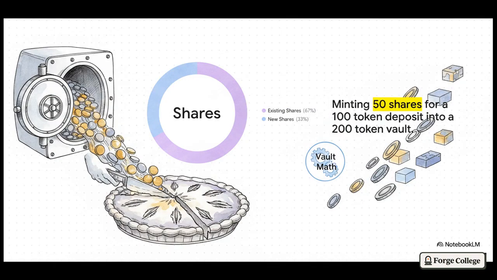Let's actually visualize that proportional math for a second. If a vault is totally empty and you deposit 100 tokens, you get 100 shares. It's a super simple 1-to-1 ratio. But let's say the vault already holds 200 tokens and there are 100 shares out in the wild. If you come along and deposit another 100 tokens, which increases the vault's underlying value by exactly 50%, the program will crunch the numbers and mint you exactly 50 shares. You get a proportional slice of the pie based precisely on your exact contribution.